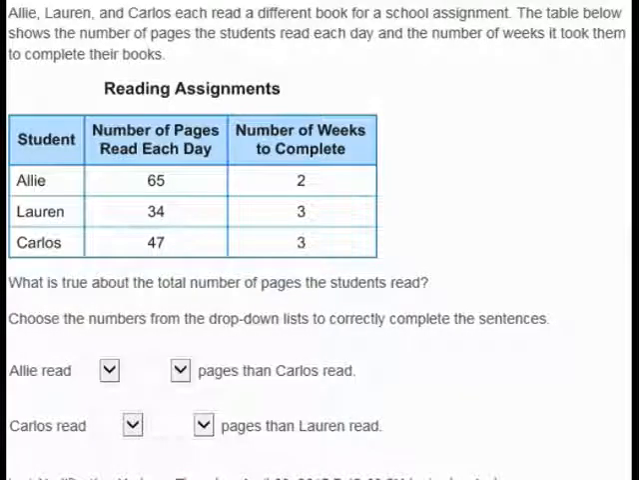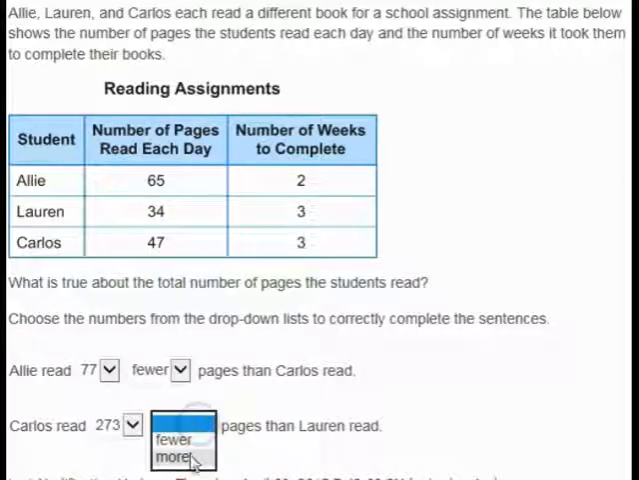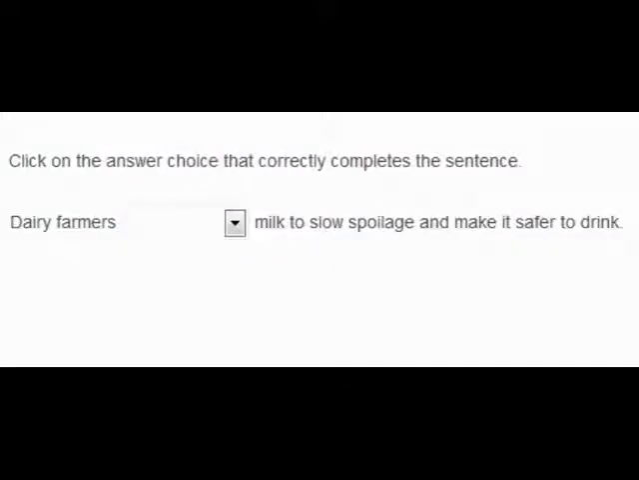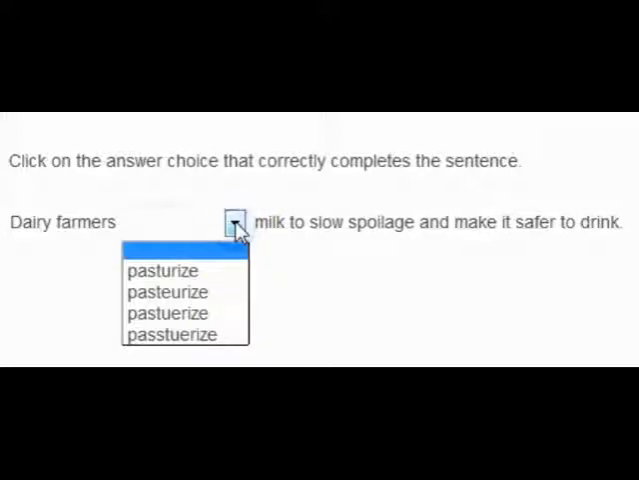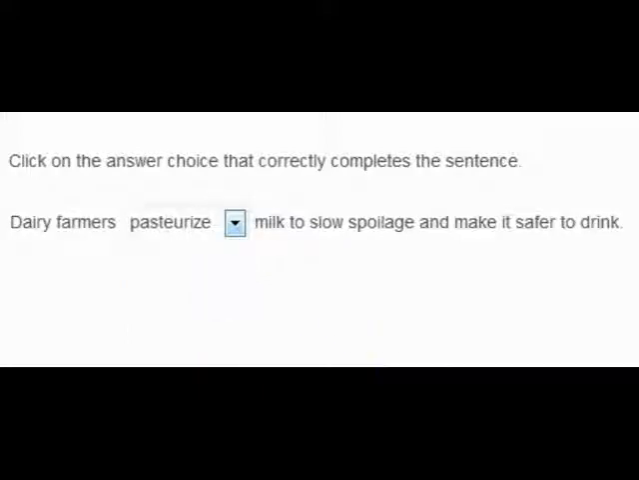This is an example of a drop-down item type. Students must solve for the number of pages that were read for a school assignment. Then the students are asked to compare and contrast the number of pages read. Drop-down items are also used in English language arts. In this instance, students are asked to select the correct spelling of the answer choice that completes the sentence.